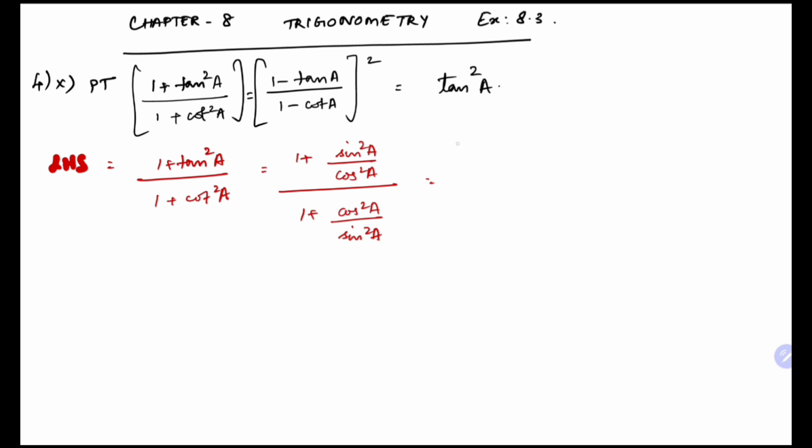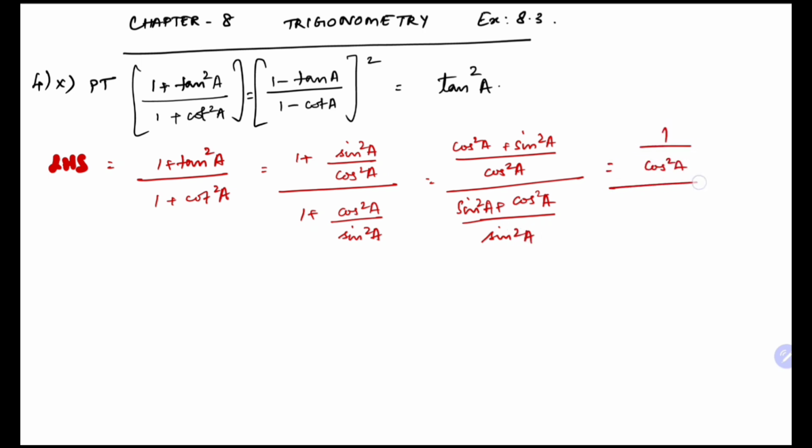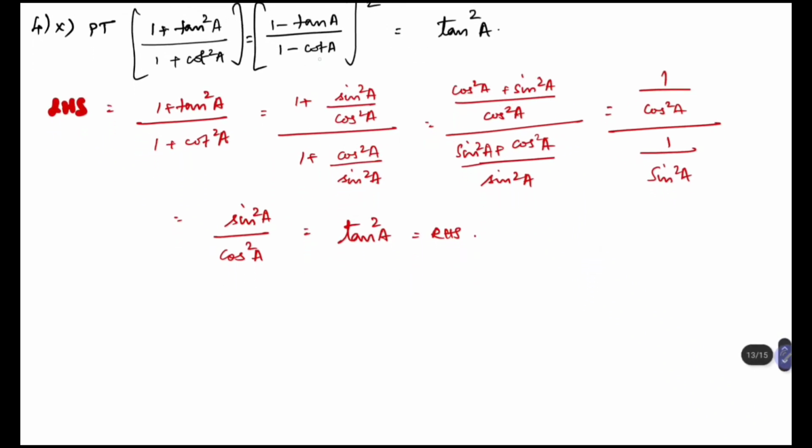Taking common denominator, (cos square A plus sin square A) divided by cos square A, the whole divided by, taking sin square A as common denominator, (sin square A plus cos square A) divided by sin square A. We know sin square A plus cos square A is 1, so 1 by cos square A, the whole divided by 1 by sin square A. This is equal to sin square A divided by cos square A, which is equal to tan square A, which is our RHS.